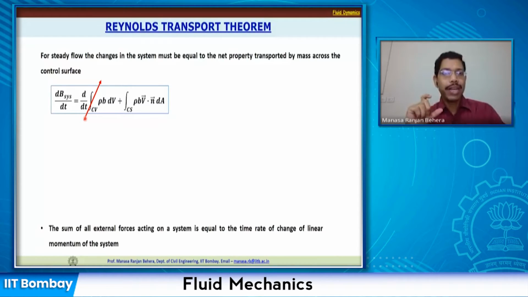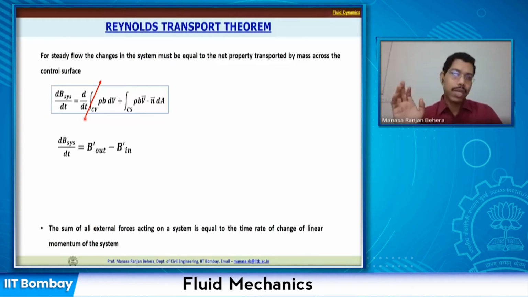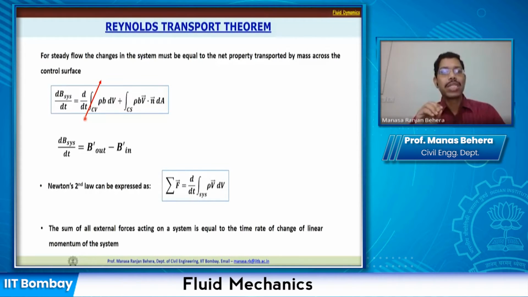So finally, for a steady flow, we can say that the change is only due to the net change that is happening across the control surface. There is no change within the control volume, it is only the flux that is going out minus the flux that is coming in. That is the net change. So I can write down that d by dt of the P system is equal to outflux minus influx of the extensive property.